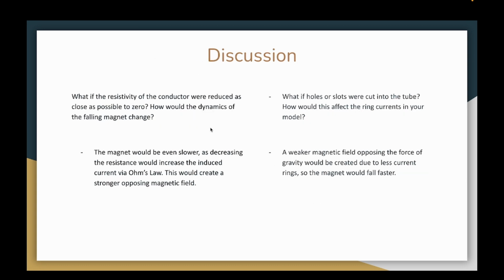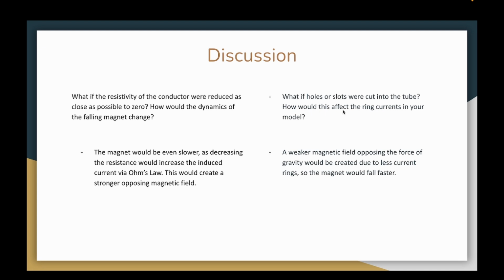So the discussion questions. What if the resistivity of the conductor were reduced as close to zero as possible? And how would this change the dynamics of the falling magnet? Well, the magnet would be even slower, as decreasing the resistance would increase the induced current via Ohm's law, which would create a stronger opposing magnetic field.